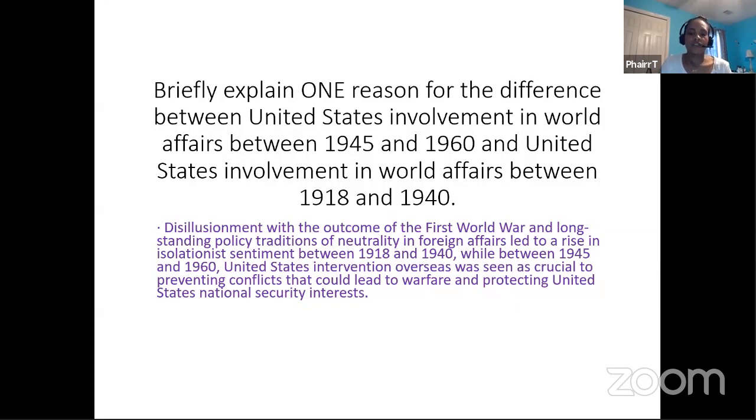The other path you could say is that between 1945 and 1960, U.S. intervention overseas was seen as crucial to preventing conflicts that could lead to warfare and protecting U.S. national security interests. You're going to see that especially a lot when you go deeper into the Cold War, when you look at us and the Middle East with oil, and everything that happens with the Suez Canal situation. So many different areas, when we're looking at our involvement with the Korean War, and then, of course, the big involvement with the Vietnam War. In so many different areas, our involvement is going to be seen as crucial, and it's going to be kind of an expectation that we get ourselves involved because we are going to be seen as the leader in order to stop the spread of communism.